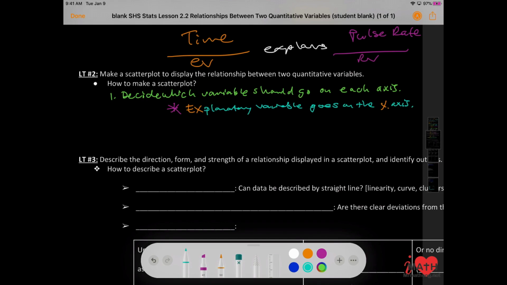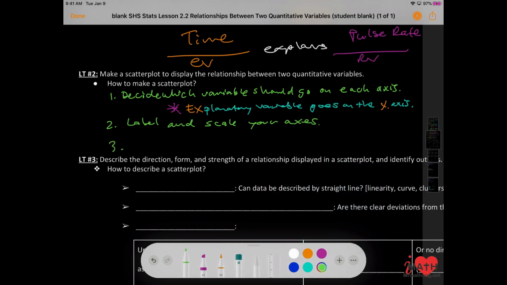Number 2, label and scale your axis. Those tick marks. And then in context, what is it talking about, right? Size of the coffee.